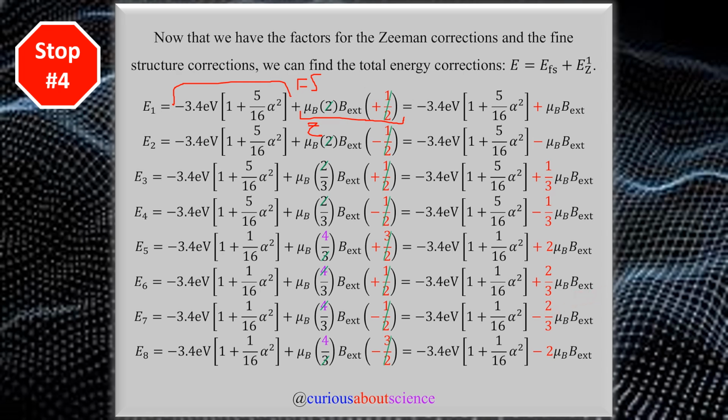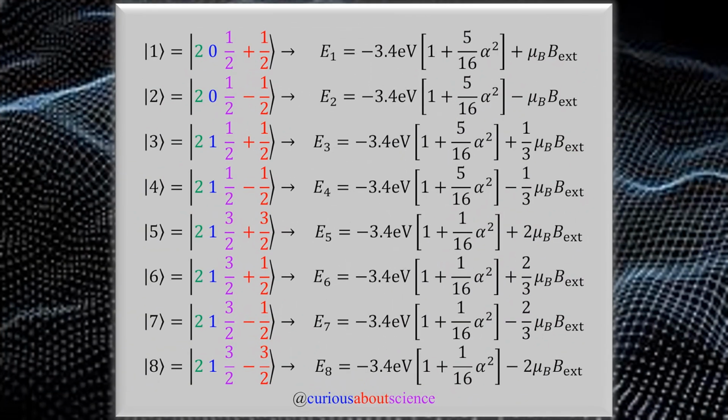And now we see that if we simplify this, we get a wonderful table of all the energy corrections and values for the Zeeman effect with the fine structure correction term included. And we see that for each state that we have, we see what their correction is. So this is more of a summary than anything else.